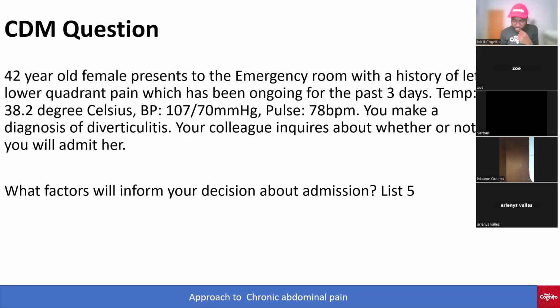Okay, I can. 42-year-old female presents to the emergency room with a history of left lower quadrant pain, which has been ongoing for the past 3 days. Temperature 38.2 degrees Celsius, BP 107 on 70 millimeter mercury, pulse is 78 beats per minute. You make a diagnosis of diverticulitis. Your colleague inquires about whether or not you will admit her. What factors will inform your decision about admission? List 5.